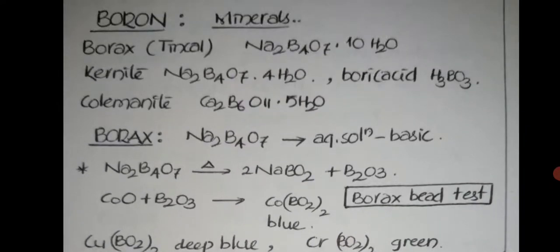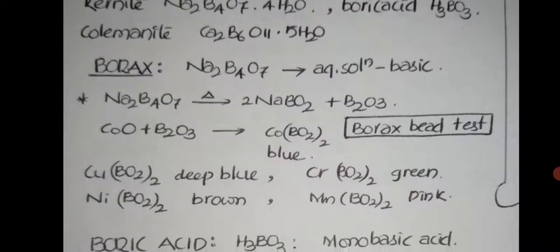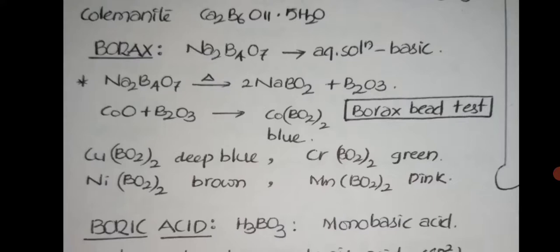Boron minerals: borax. In India it is called Tincal, Na2B4O7·10H2O. Kernite, Na2B4O7·4H2O. Boric acid, H3BO3. Colemanite, Ca2B6O11·5H2O. Borax, Na2B4O7·10H2O, is basic in nature in aqueous solution because it gives sodium hydroxide.